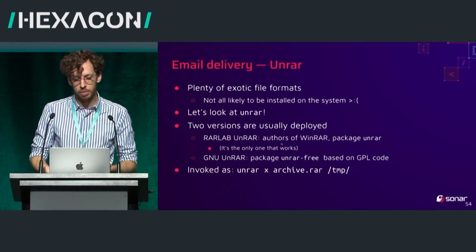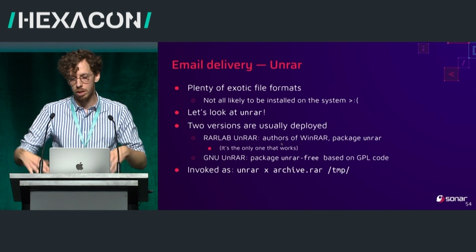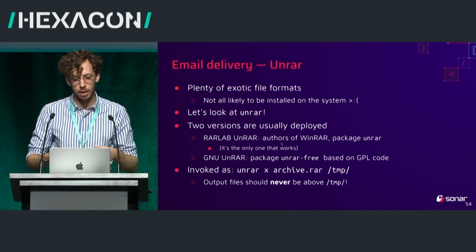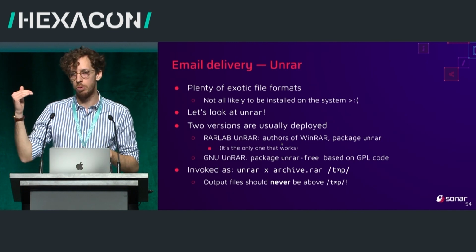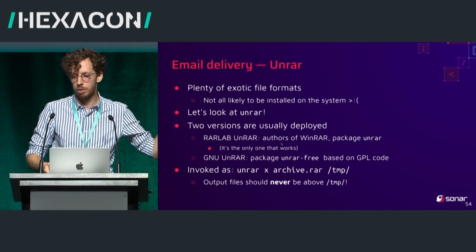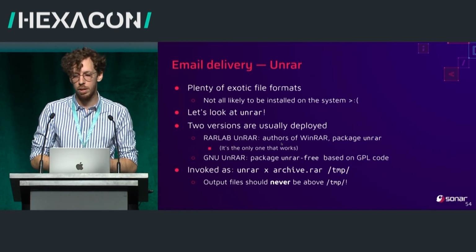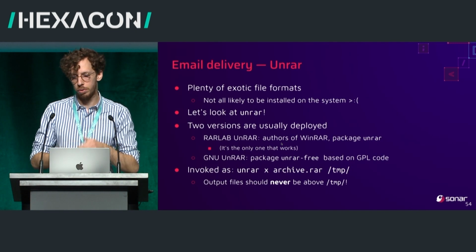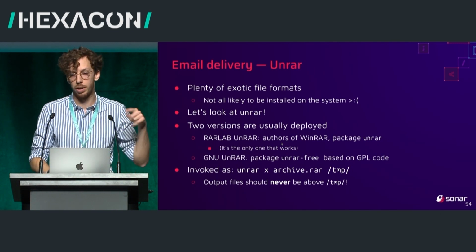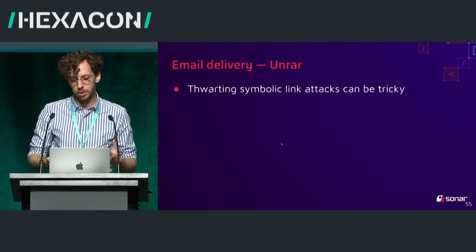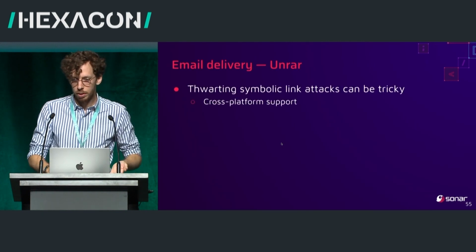And the way AMAVS invokes Unrar, it's using just unrar x for extract, then the name of the archive, and then /tmp, let's say. One of the strong security assumptions you make in that case is that output files should never be above TMP. Otherwise, you can just smash any file on the system. When you extract an archive, some zip you got from the internet, you expect everything to be below the current folder. You never expect to write some files somewhere else. And to avoid that kind of attack, it's really tricky, honestly.